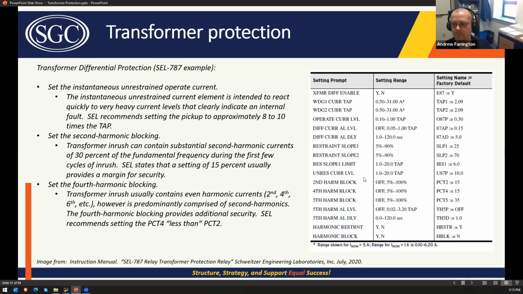Second harmonic blocking. This is also different than bus differential protection because we don't have these blocking or restraint options. So transformer inrush can contain a substantial amount of second harmonics.